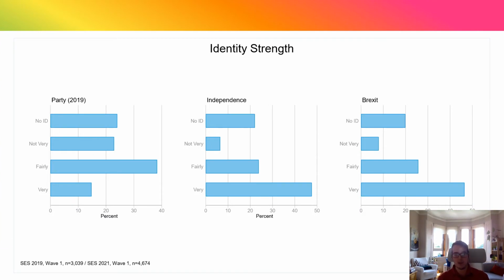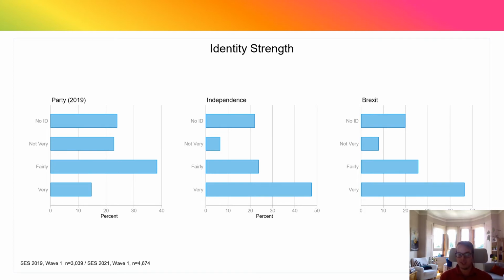Here we can compare party identity strength to independence and Brexit identity strength. Unfortunately, in the 2021 survey there was a small error which meant that not all respondents were given the party ID strength question. So we're using the figures from 2019 here to compare them to 2021, but you would assume that they haven't changed a great deal.